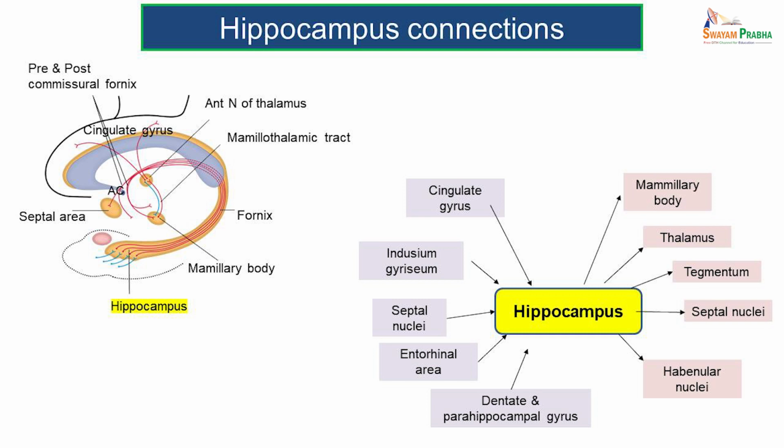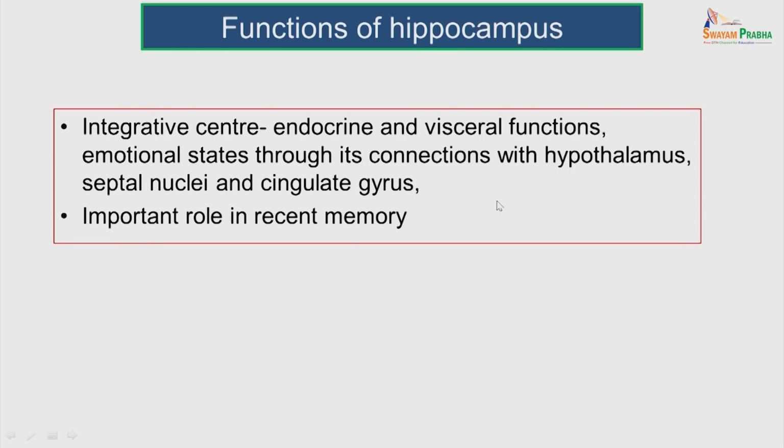You can observe this in the flow chart. It receives input from the cingulate gyrus, indusium griseum, septal nuclei, entorhinal area, dentate and parahippocampal gyrus. It gives output to the habenular nucleus, septal nucleus, tegmentum, thalamus and mammillary body. So, these are the important connections of the hippocampus.